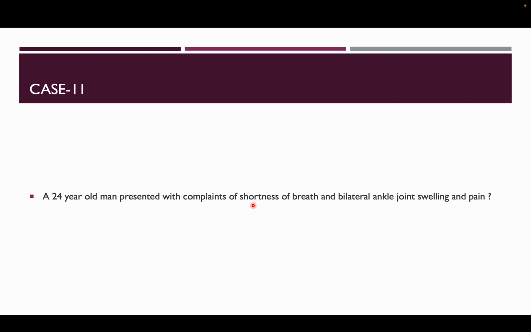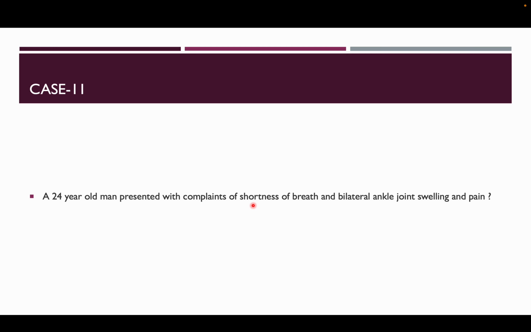Case 11. A 24-year-old man presented with complaints of shortness of breath and bilateral ankle joint pain and swelling. Generally, very few conditions involve the ankle joint. One I told you is gout. Next is reactive arthritis, I told you. The next thing: a 24-year-old man presenting with shortness of breath and ankle joint swelling.